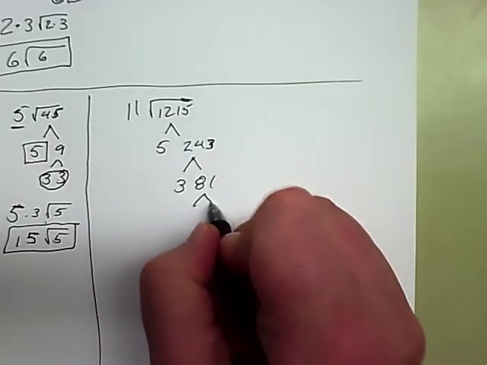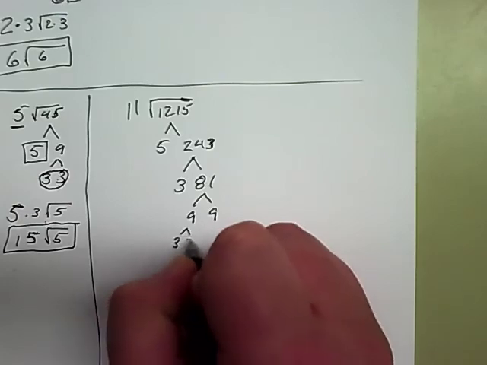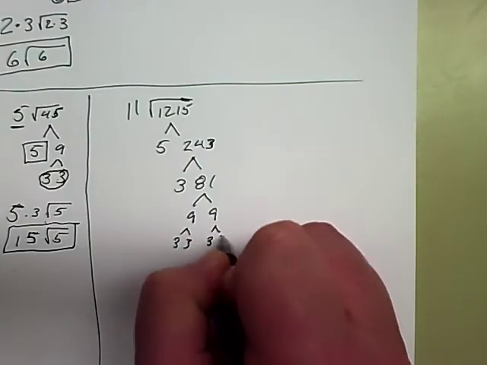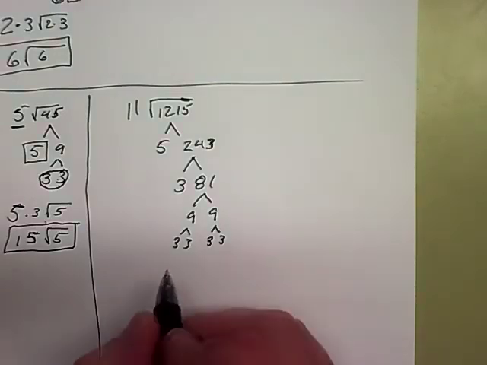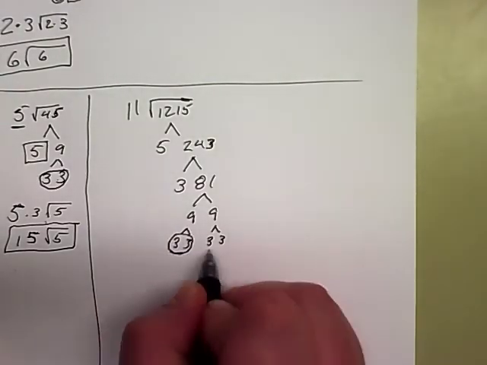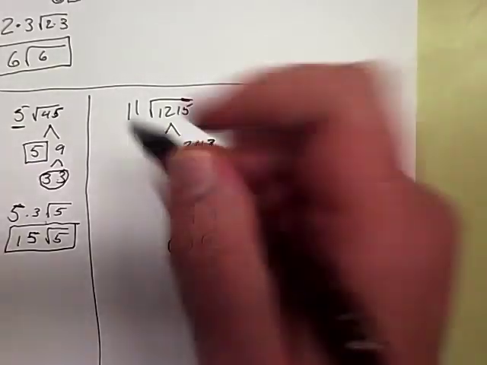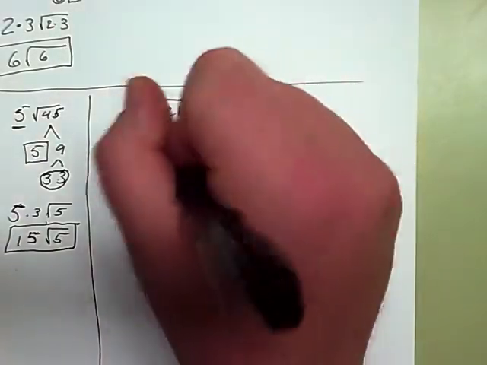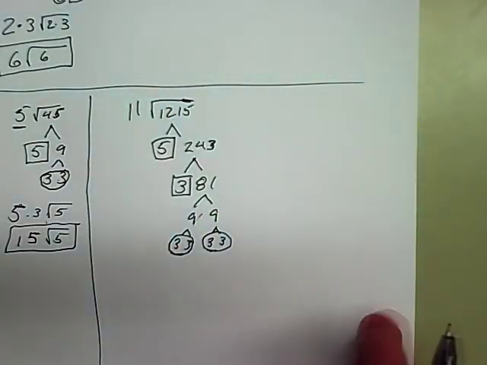Well, good. I know that 81 is 9 and 9. And then I get 3 and 3 out of the 9, and 3 and 3 out of that 9. Now I'm going to circle my groups of 2. Well, these guys are already together down here, so I'm going to let them go ahead and be friends. That 3 doesn't have another friend to go with it, and that 5 does not have another friend to go with it.